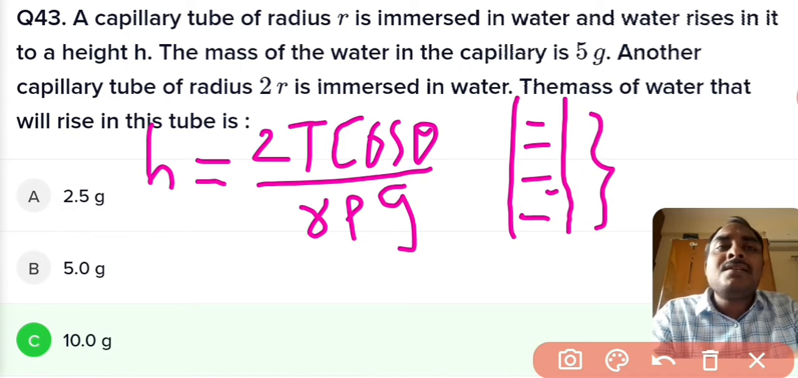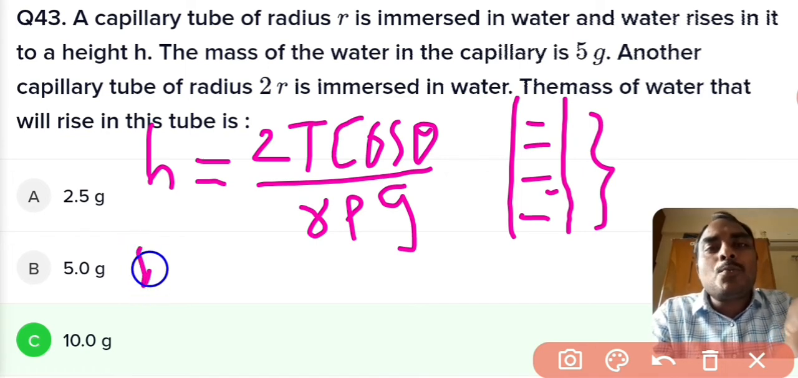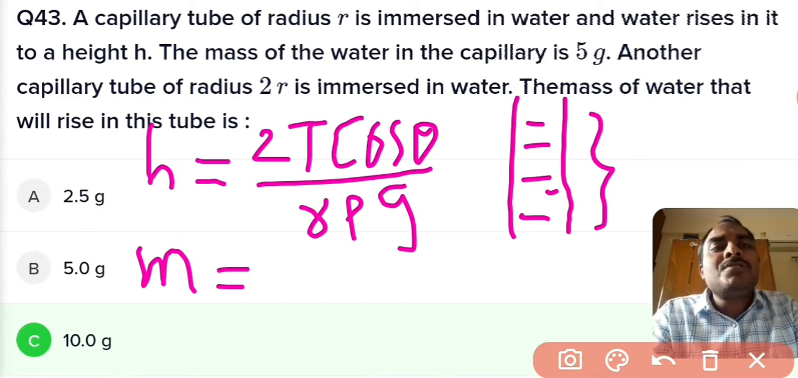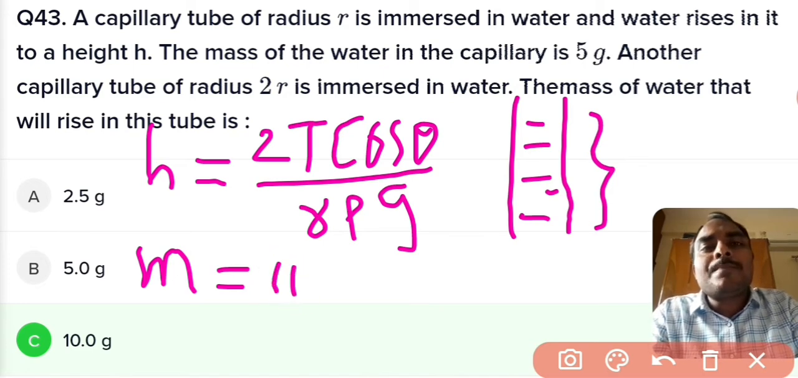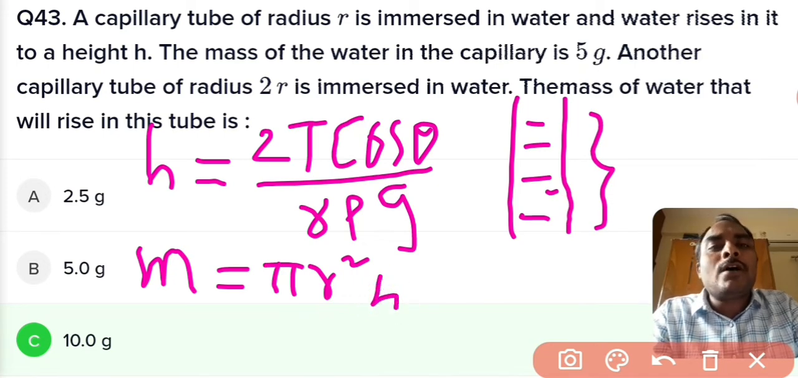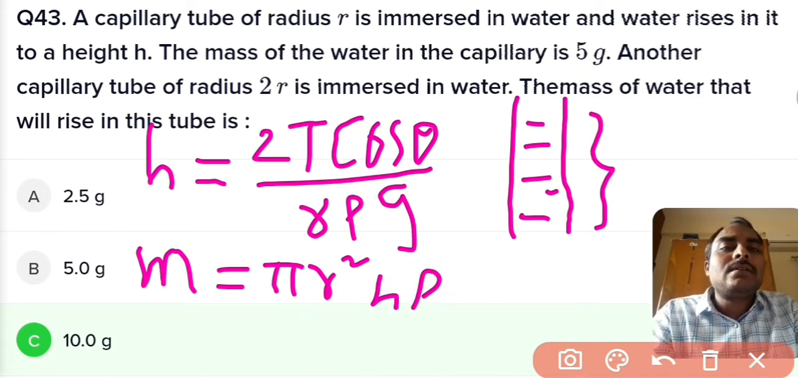In the first case it is already given as 5 gram. Now in the second case, the capillary tube radius becomes 2r, double. Then how much does the mass become? So let us write the mass formula. The mass of the liquid in the capillary tube can be written. This capillary tube is in cylindrical shape. So mass can be written as volume into density. Volume of the cylindrical shape is pi r square h. Pi r square h is the volume, into density.